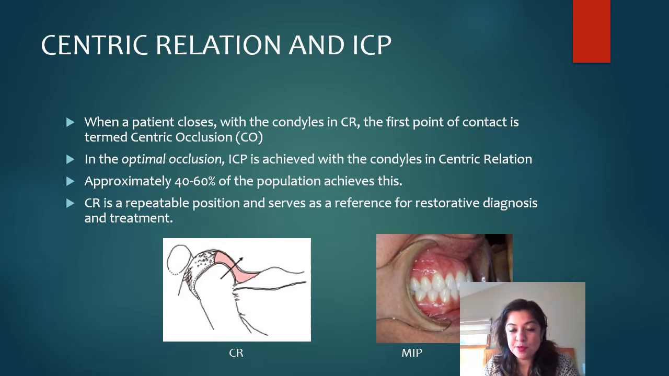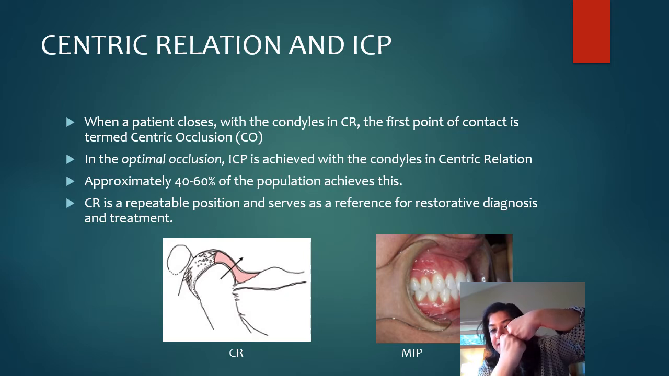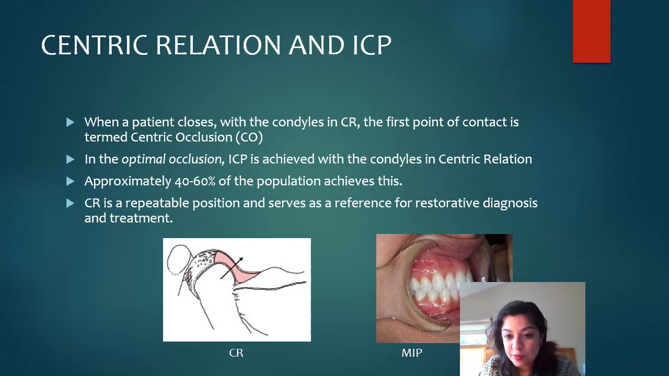So intercuspal position is nothing but centric occlusion. What does the word centric occlusion mean? The word occlusion is when the maxillary teeth and the mandibular teeth touch each other in this position. The word occlusion means something is occluding, or touching. So when you do this, your top and bottom teeth are touching each other, you're in centric occlusion.